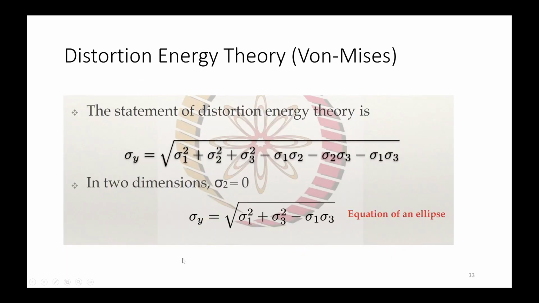Distortion energy theory. So in this, the statement, as I told earlier, is the statement for this theory. And in case of two dimensions, sigma 2 will be 0 and you can write sigma y equals under root sigma 1 square plus sigma 3 square minus sigma 1 sigma 3, which is an equation of an ellipse if you square it here.